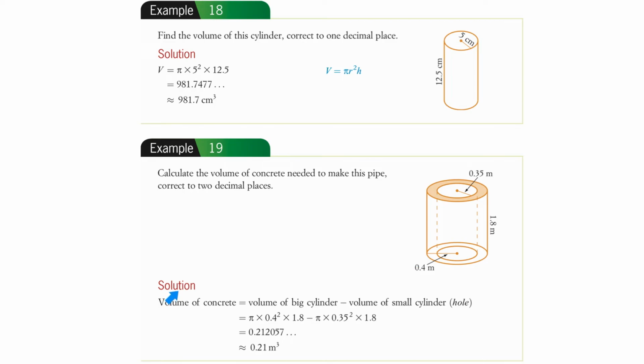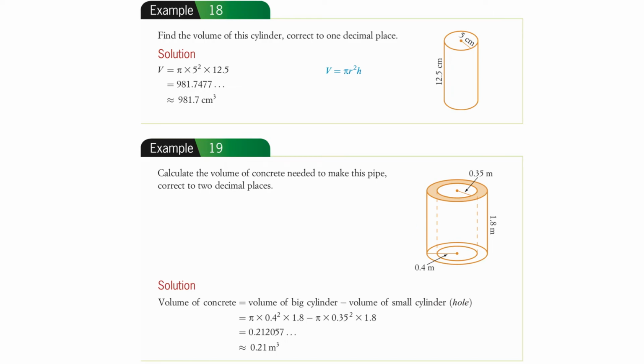Okay, let's have a look at the solution here. The volume of the concrete, it's this part here, the solid color all the way down, is the volume of the big cylinder minus the volume of the small cylinder, which they're calling the hole. You can see there's effectively 2 cylinders here.